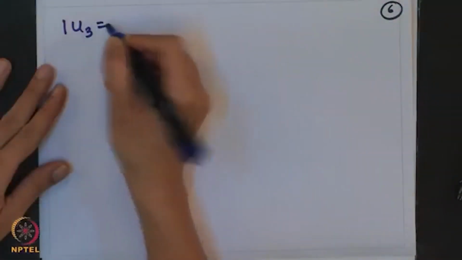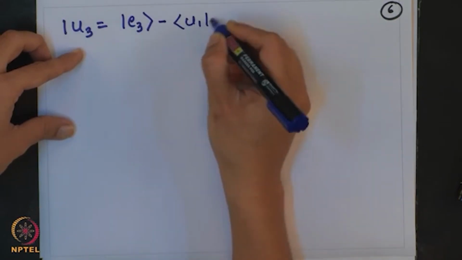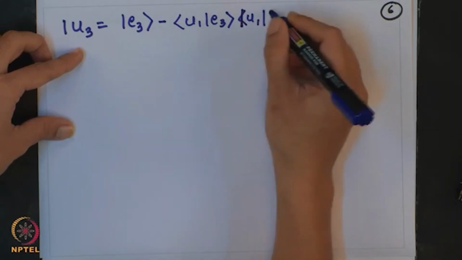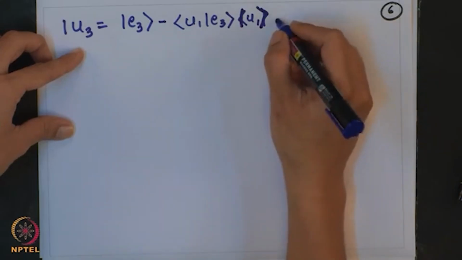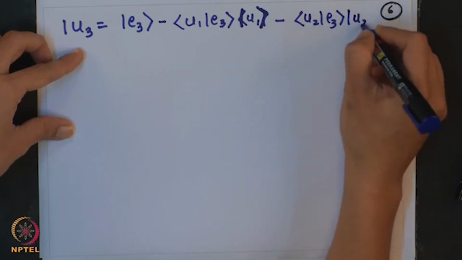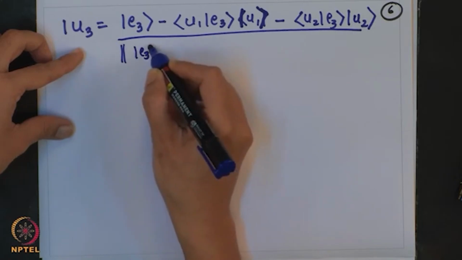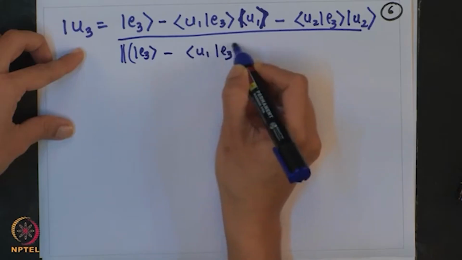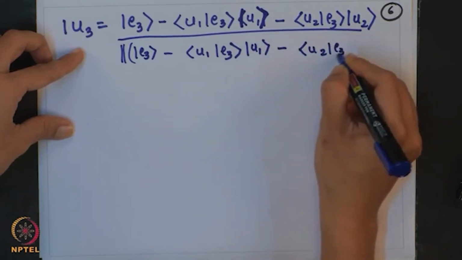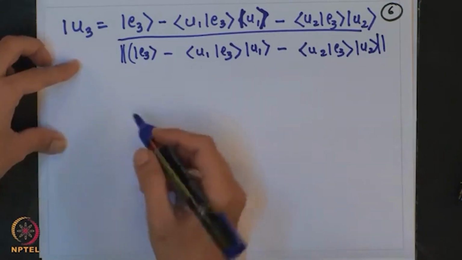U3 is nothing but E3, then the projection of U1 on E3, and again I wrote it wrong, okay, minus the projection of U2 on E3, U2, okay, and the norm of this entire thing, that is E3 minus U1 E3, U1 minus U2 E3, projection of U2.